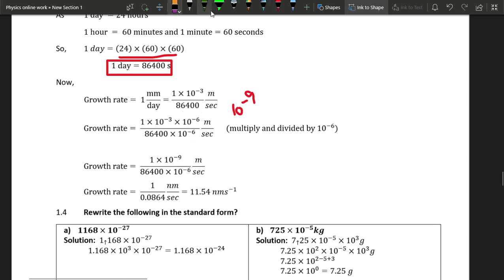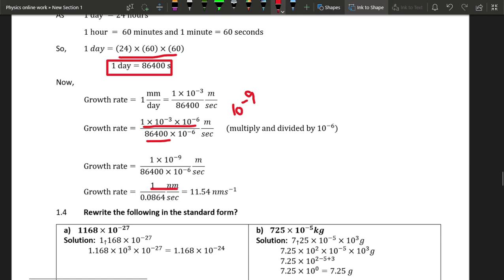So what we get, when we multiply these three values, we get 1 into 10 raised to power minus 9, and when we multiply 86,400 with 10 raised to power minus 6, we get this value 0.0864. As this minus 9 is replaced with its prefix, which is nano, it will be 1 nanometer, and divided by 0.0864.